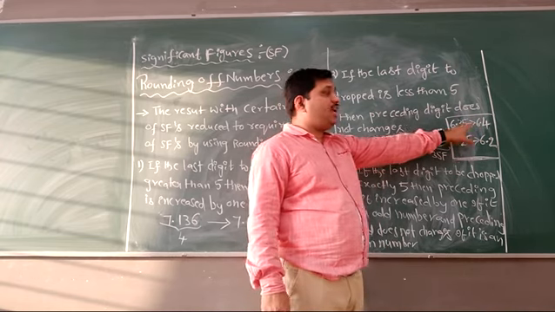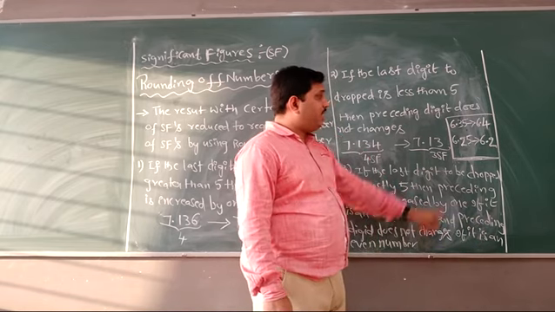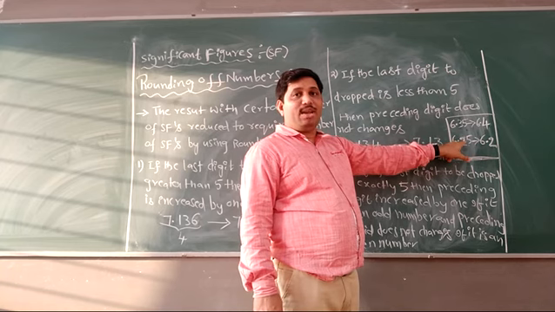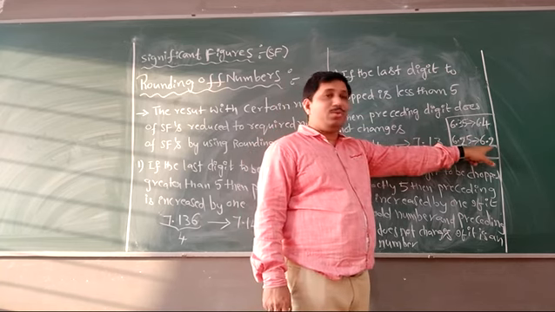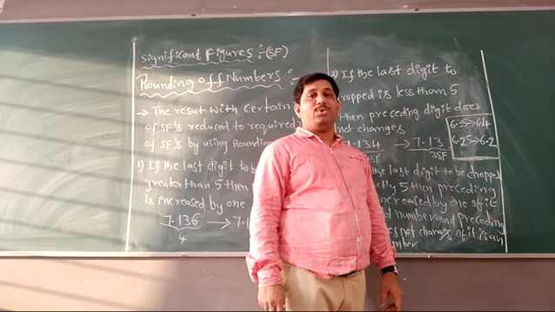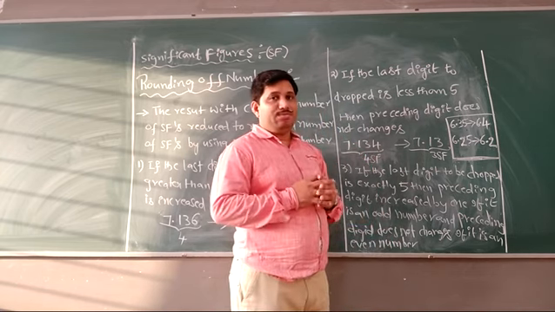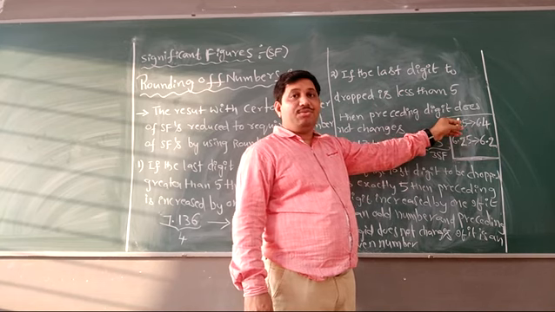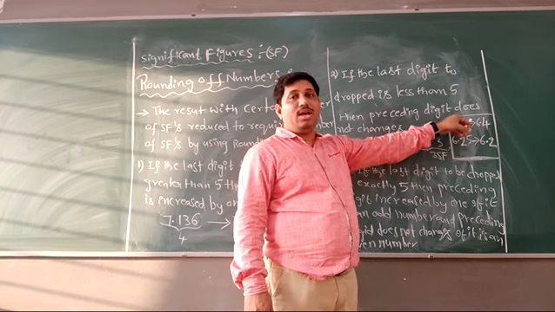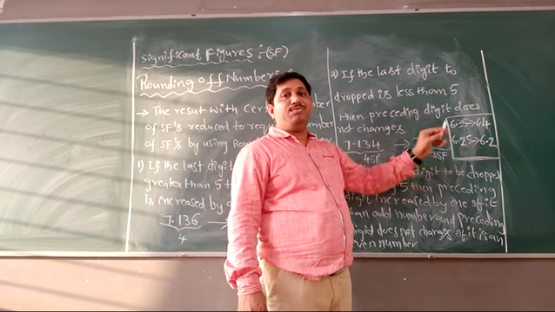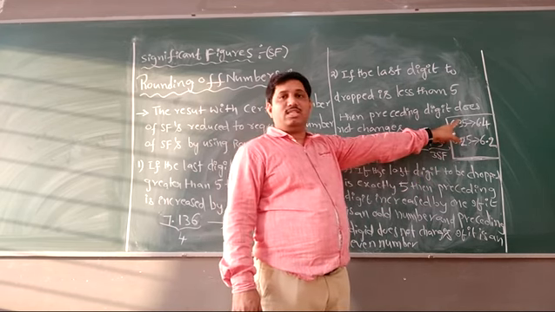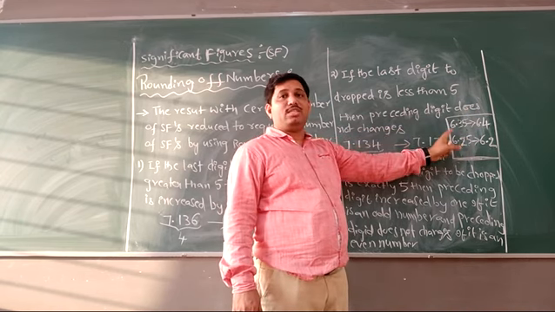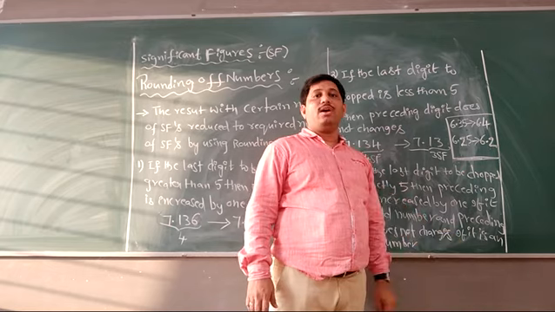Here 3 SFs are present, here 2 SFs are present. If the last digit to be dropped is exactly 5 and the preceding digit is an even number, it does not change. 6.25 becomes 6.2 on rounding. That is, if the last digit to be dropped is exactly 5, the preceding digit is increased by 1 if it is an odd number, and does not change if it is an even number. Since 3 is odd, it is increased by 1, giving 6.4. Since 2 is even, 6.2 is the rounded number.